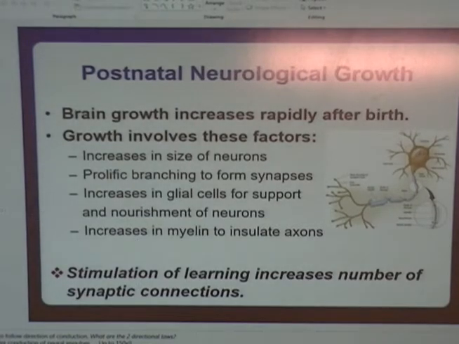Any questions on the adipose? What time have we got? Oh, loads of time. No?